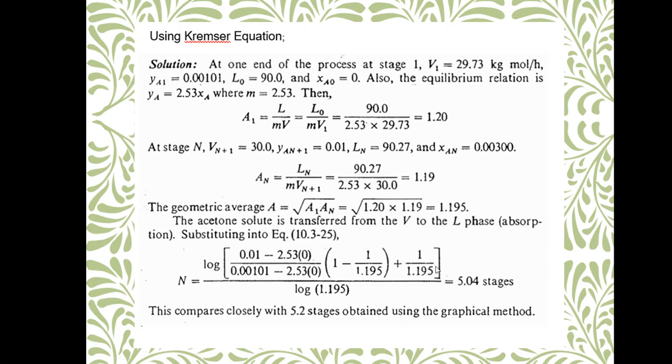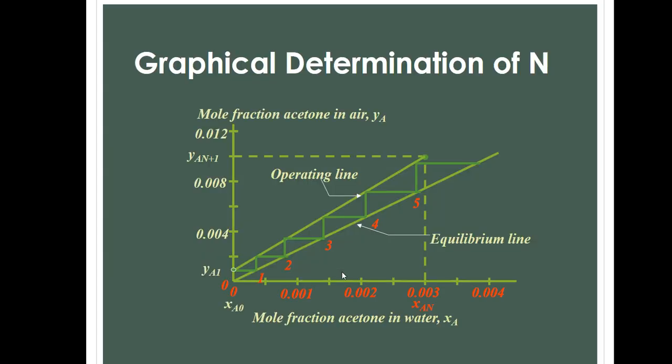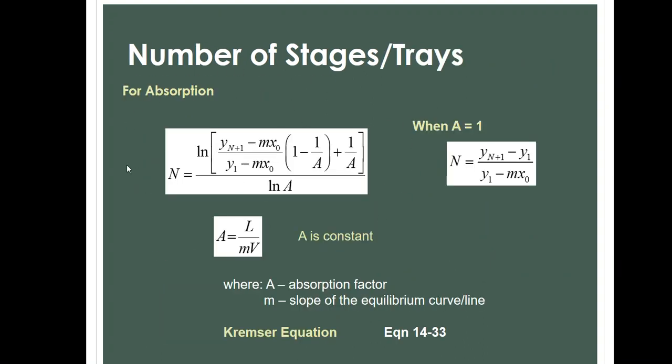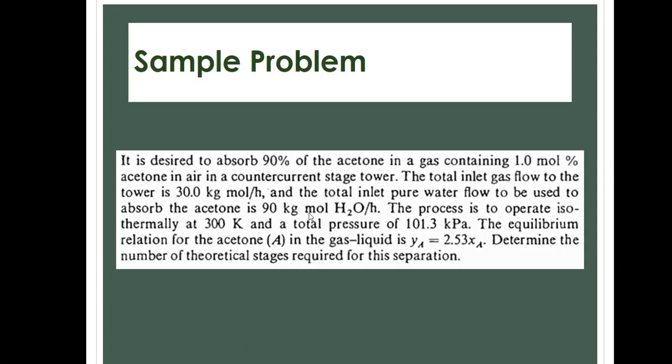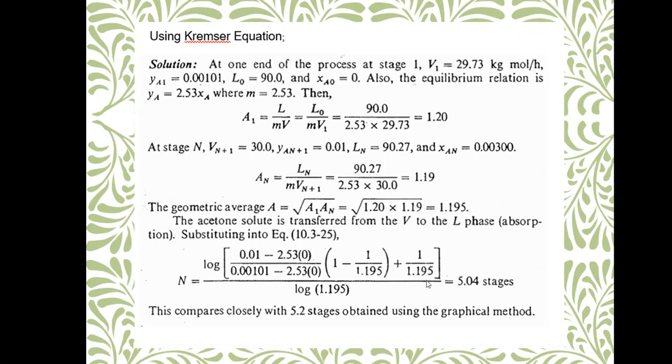Now, we will substitute into the Kremser equation that was discussed here. I'd like to go back to the Kremser equation for gas absorption. This is our Kremser equation. If we use that, these will be the values that we'll be getting. So, we will have 5.04 stages for N. Now, if you did the graphical, more or less your answer will be 5.2. But of the two, of course, this one is more accurate.